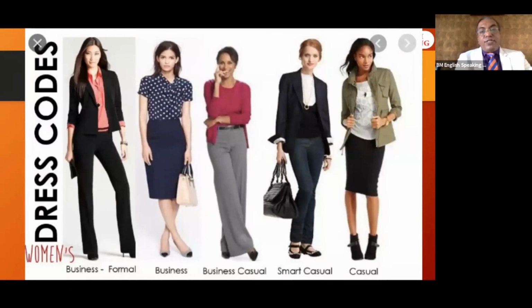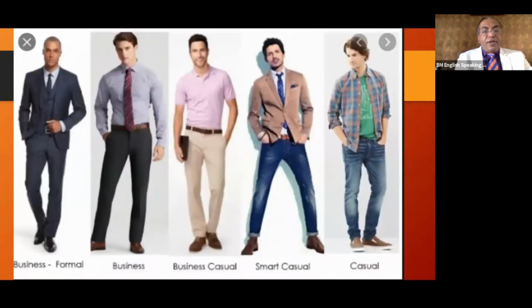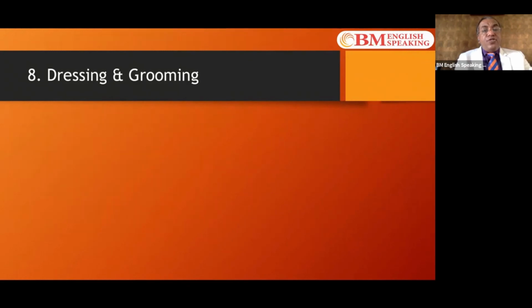So this is a women's dress code appropriate for different situations. You would not wear a casual dress for an important meeting, and you will definitely not wear business formal for a casual outing or picnic. Similarly, for men, you will definitely not wear smart casual for a business meeting, and you will not wear business formal when you are going out with your friends for partying. So it's extremely important that we use dressing and grooming to be an effective communicator.